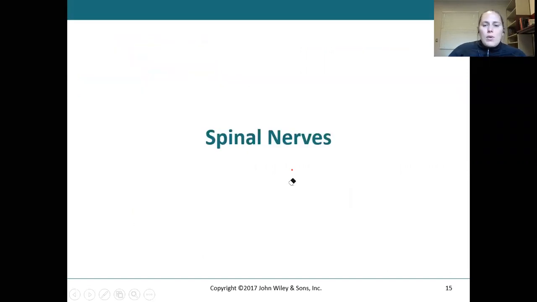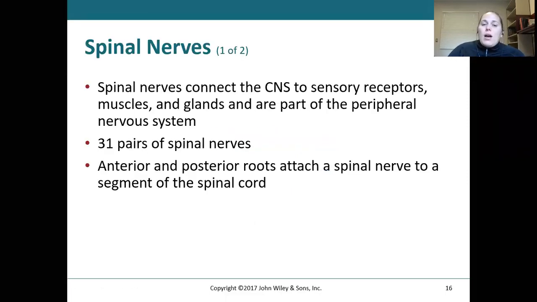Okay, so let's move on to talking about spinal nerves. They connect the CNS to sensory receptors. The main function of the spinal cord is to take all this information from our body and generate some type of response. It's important for body homeostasis, as we saw with the autonomic nerves, but it also plays an important role in taking in sensory information and then outputting motor responses.